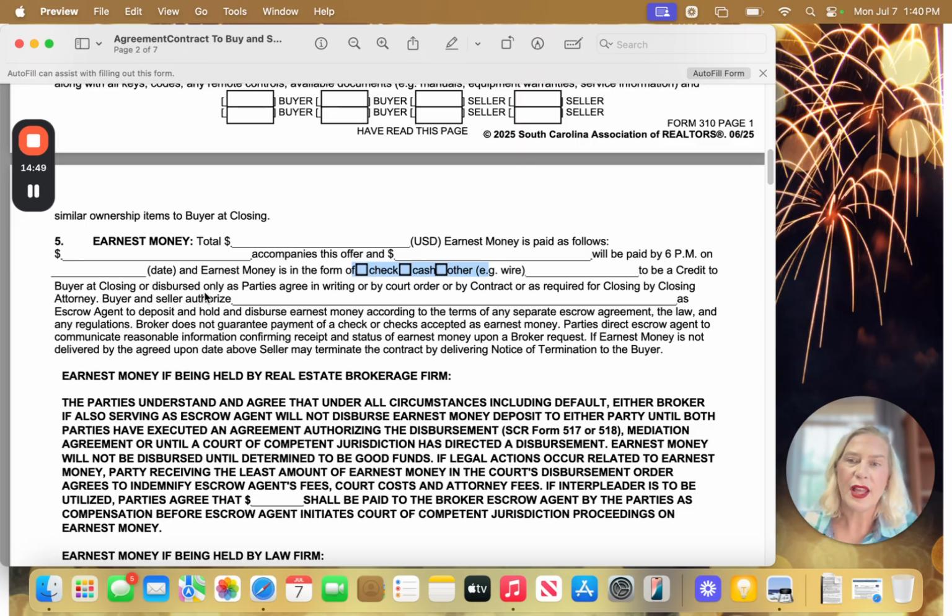It'll be distributed only as parties agree to in writing or by a court order. So, a release of contract. Remember, the termination fee is related to due diligence. The release of contract is related to earnest money. So if you've got both a termination fee you're paying out and you want your earnest money back, which the attorney's holding, you will need both a notice of termination and a release of contract to get the earnest money back.